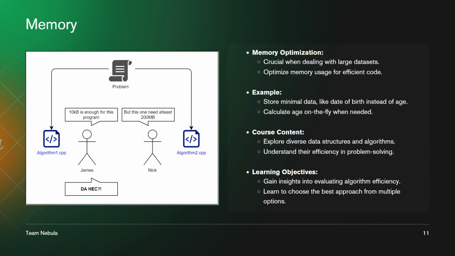Memory is another important factor to consider. While dealing with code that requires storing or processing a large amount of data, it's crucial to optimize memory usage. For instance, you can store just the date of birth of people instead of their age, calculating their age on the fly when needed. In this course, we will explore various data structures and algorithms and understand their efficiency in solving different problems. You will gain insights into evaluating the efficiency of an algorithm and learn to choose the best approach among several options.